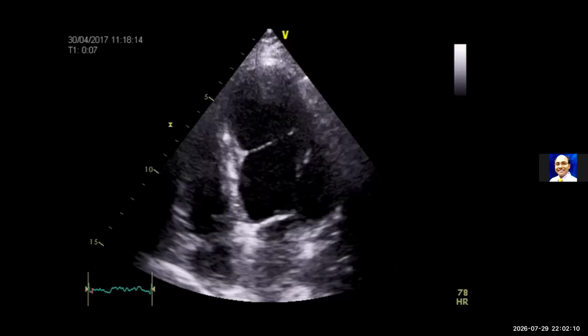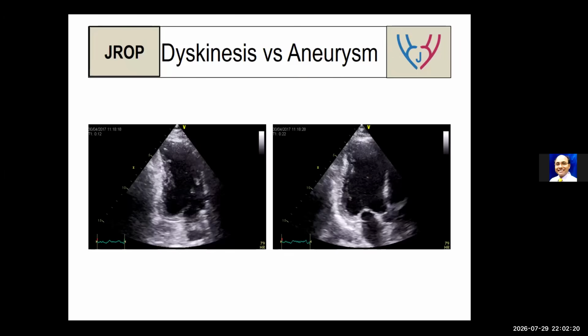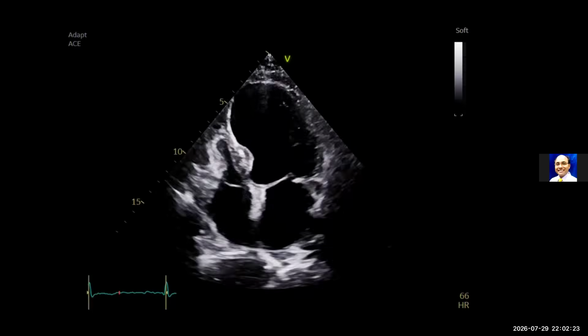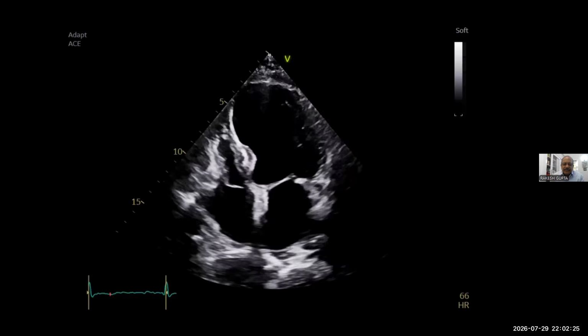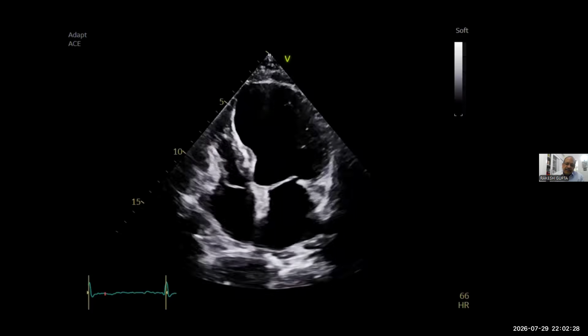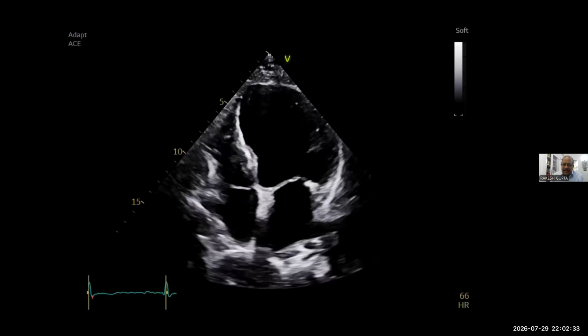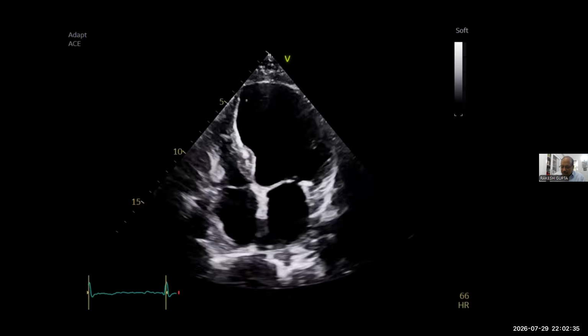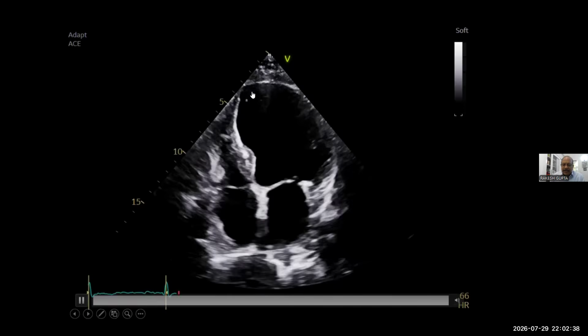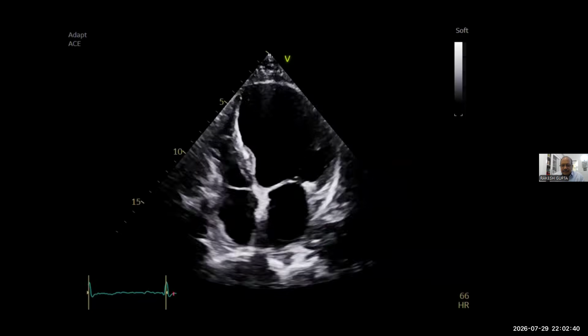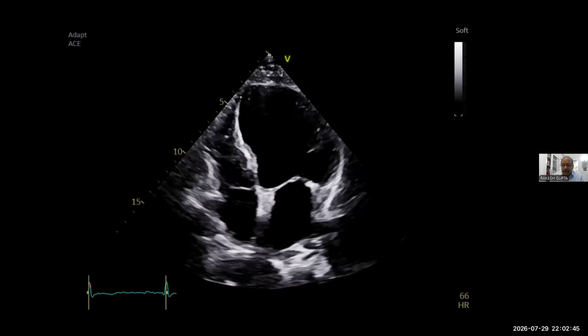And sir, one last question. Can you show some more examples of the tethering effect in echo? What is this? Look, the whole of the LV is dilated. And the apex is akinetic, and sometimes it looks like the apex is bulging out over here. So it's not an aneurysm. Possibly the apex is dyskinetic.